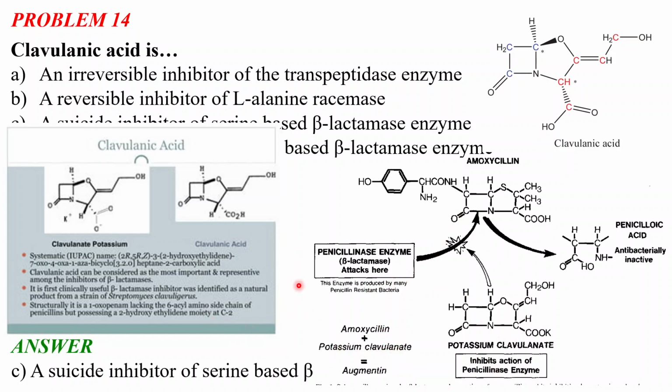I think I have discussed what a suicide inhibitor is in your previous classes. And one more thing, amoxicillin and potassium clavulanate together are known as Augmentin, a very powerful antibacterial medicine. This is a very powerful combination where the antibacterial agent is amoxicillin, and potassium clavulanate is added as a suicide inhibitor of the beta lactamase enzyme, so that the amoxicillin's beta lactam ring can be kept unbothered. Okay, so the next problem.